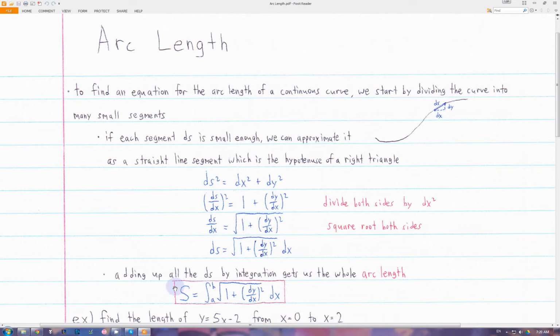So if we want to find the arc length from x equals a to x equals b, then we just take the square root of 1 plus the derivative dy/dx squared, times dx, and then integrate that from a to b. And that'll be the arc length.